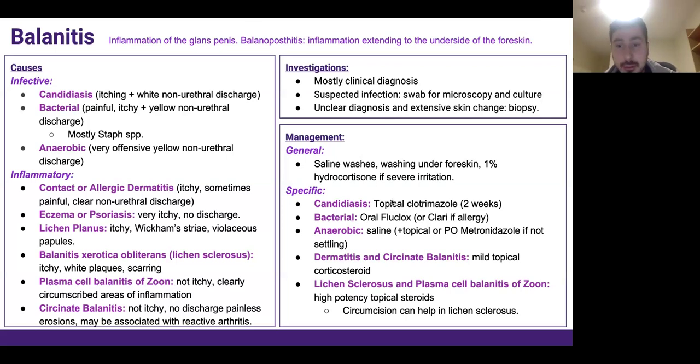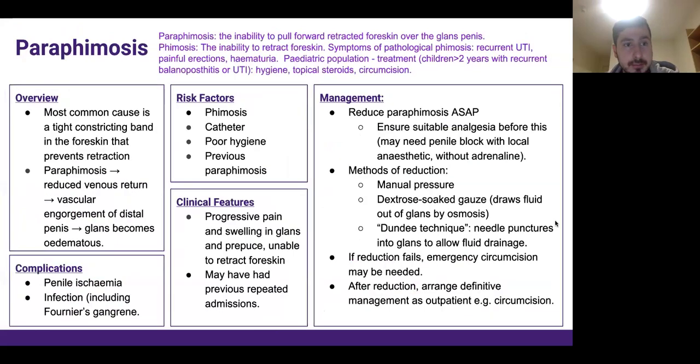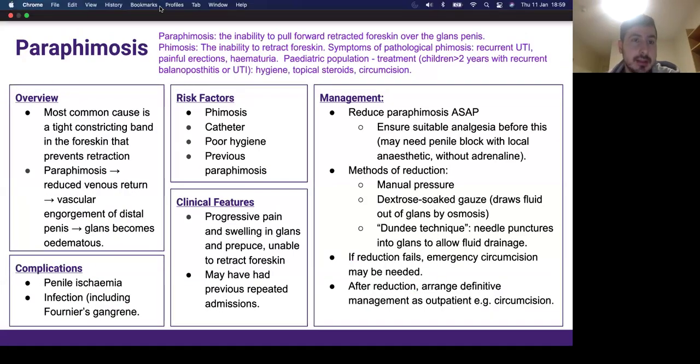It's mostly a clinical diagnosis, but depending on the specific cause, there's further treatment. And you can look at this in your own time. It's not the most high yield, but might be 1 or 2 marks. What is high yield is another emergency in urology, is paraphimosis.